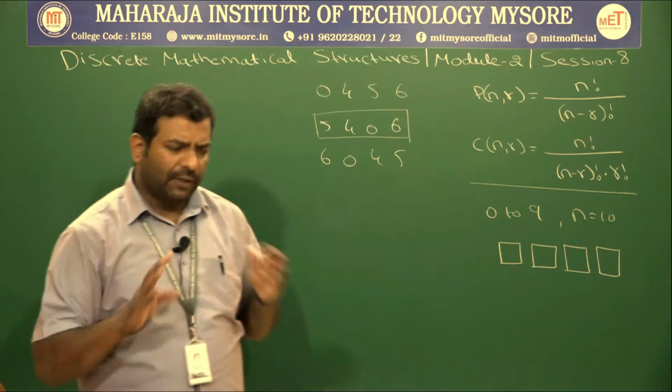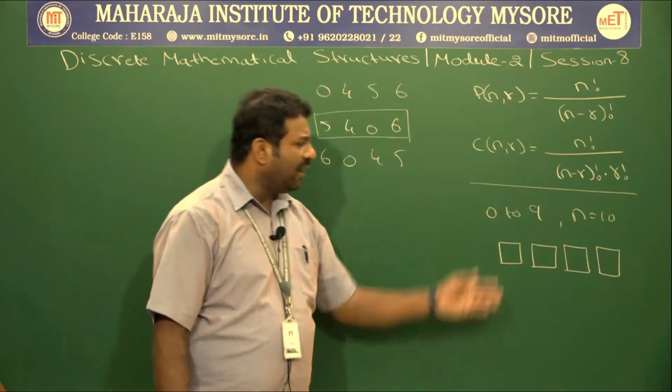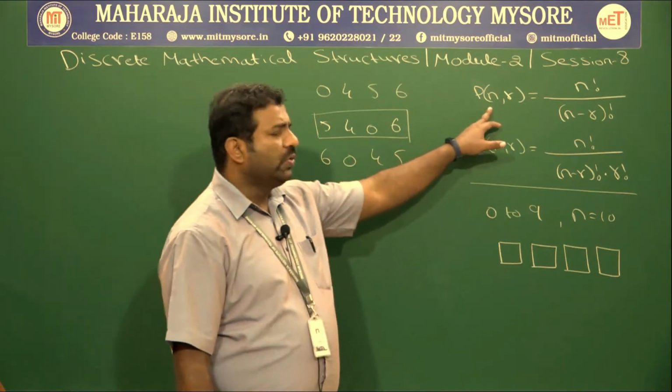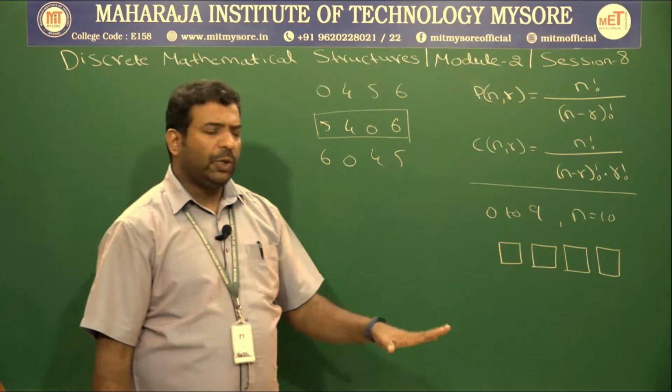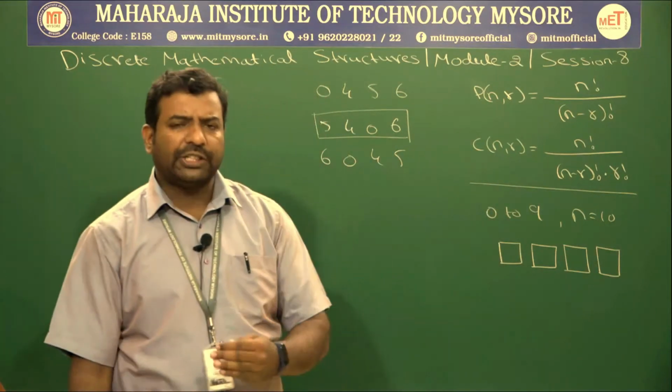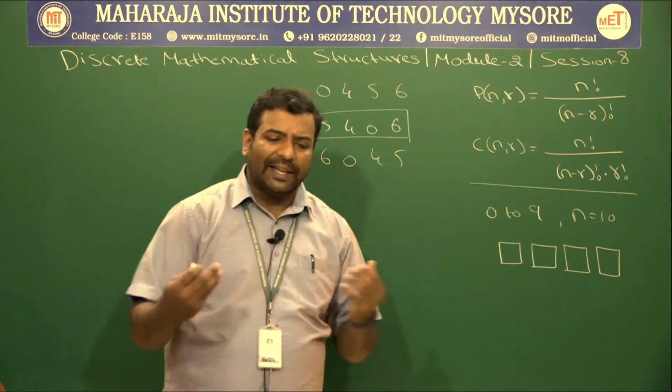So now you are clear with this, and you know what n is, you know what r is. If you think you need permutation, use this form, and if you think it is going to be combination, use this form. And this is one point which I wanted to make clear.